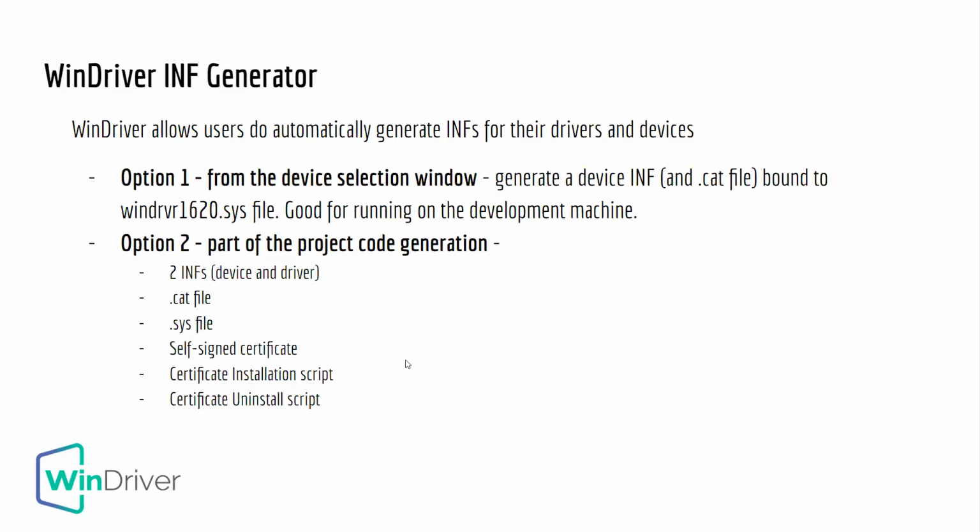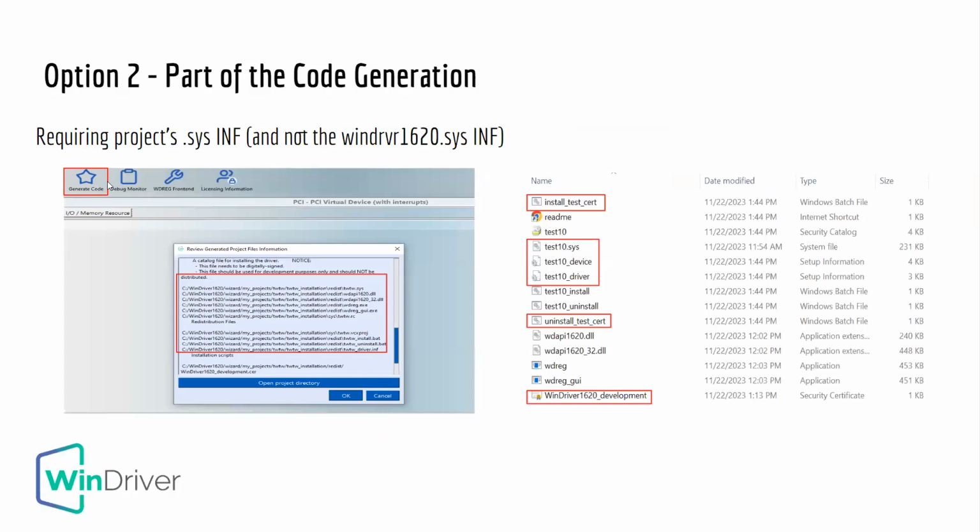To save you time, and spare you the hassle of going into the store and things working and things not working, we got it covered with these two scripts, and it looks like that. So you generated code from the wizard. You have a project now, and as you can see, you have two INFs, device and driver, and the sys file. You have the security certificate, and install and uninstall the test certificate scripts.